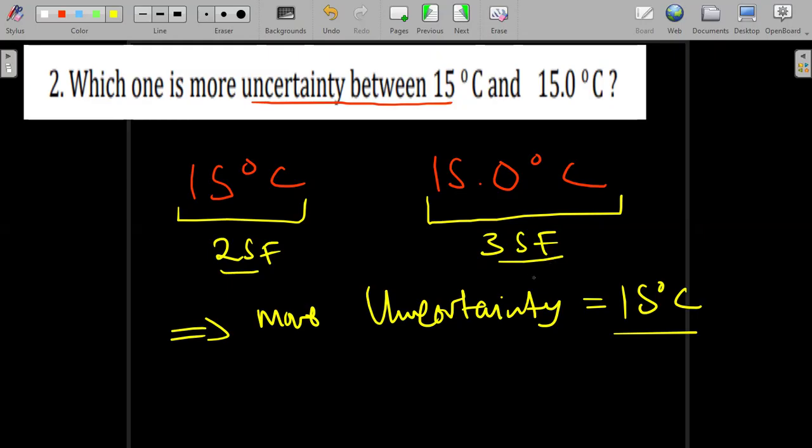Figures. So sometimes they ask this question in this way. They'll ask you which one is more certain, between whatever numbers they will give you. Okay, so just look for the number that has more significant figures than the other. That number will be what? Certain. Okay, but in this case, they were asking us which one is more uncertain. So we pick the one with the fewer significant figures. All right, so any questions there, guys?